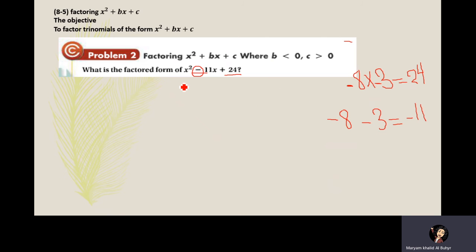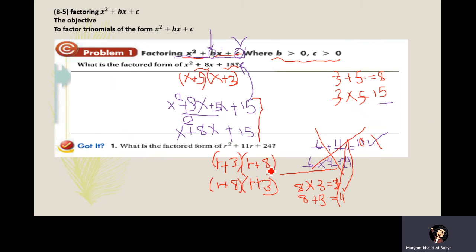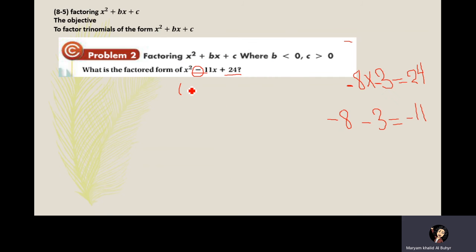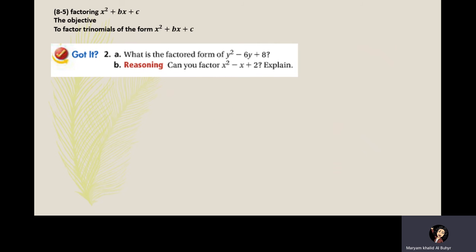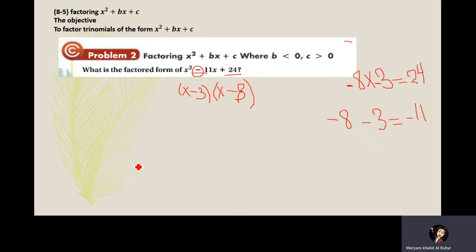So instead of x plus 3 and x plus 8 in the earlier example, we are going to have here x minus 3, x minus 8. That's the idea. It is really simple. If you distribute, you will find exactly the same answer. So if you distribute, you will go back to this one. And this is a really good way to check your answer.